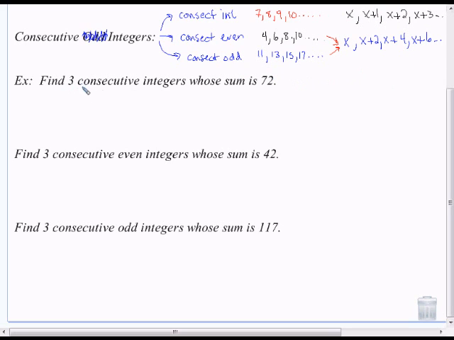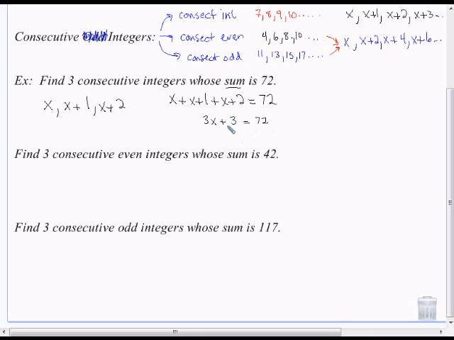So if I find 3 consecutive integers whose sum is 72, I need to take 3 of those and add them together. So x, x plus 1, and x plus 2. Those are my 3 integers, and I'm going to add them together. And I get 3x plus 3. 3 integers, 3x plus 3. If I did 2 integers, though, it would only be 2x plus 1.